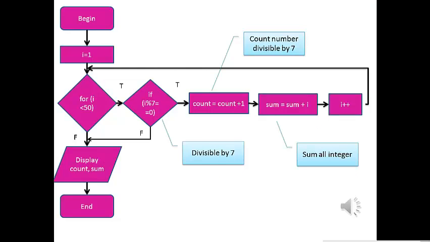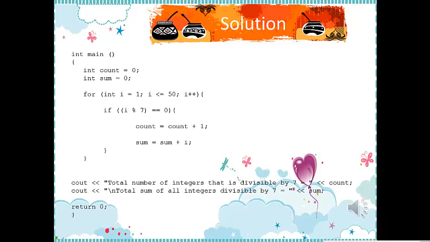Note that the for loop exists before the if statement, not the other way around. The if statement is executed if and only if the number is divisible by 7. This is a simple solution for the problem.